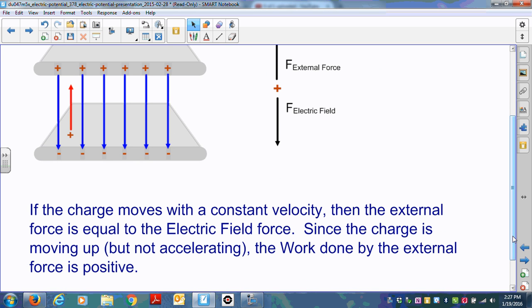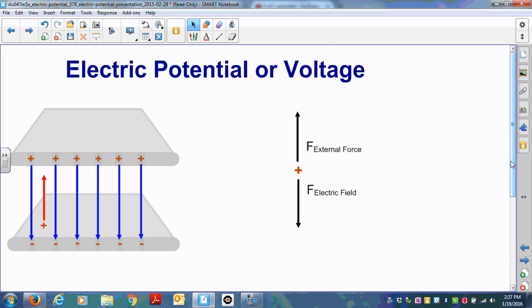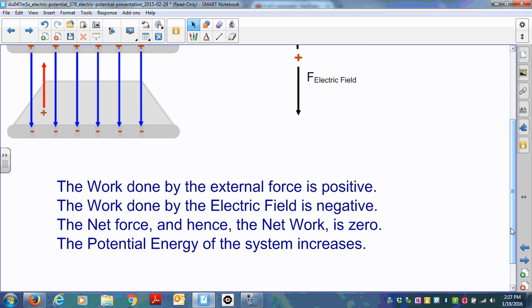If the charge moves with a constant velocity, then the external force is equal to the electric field force, since the charge is moving up but not accelerating. That means the work done by the external force is positive. The work done by the external force is positive to move it upward.